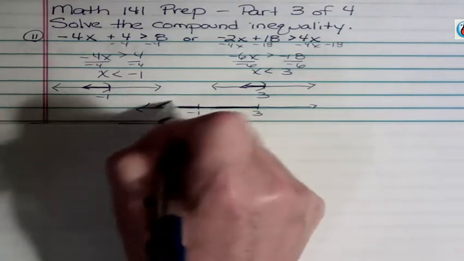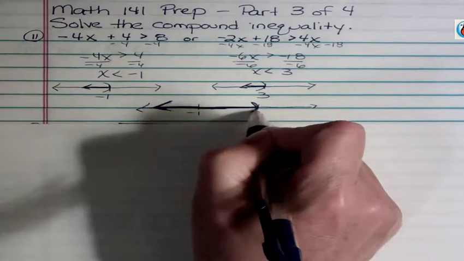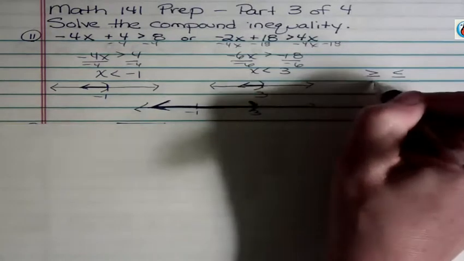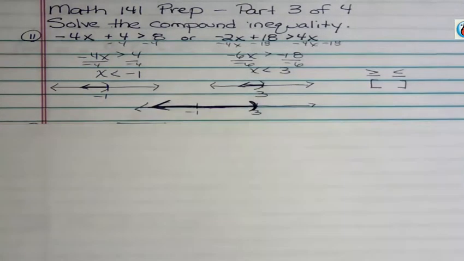So I am just going to the left from 3, but not including 3 because I did not have an equal to part there. If I did, I'd use a bracket, an equal to part, a greater than or equal to, or less than or equal to. I would use a bracket to show those, right? But I don't have a bracket because I don't have an equal to part.